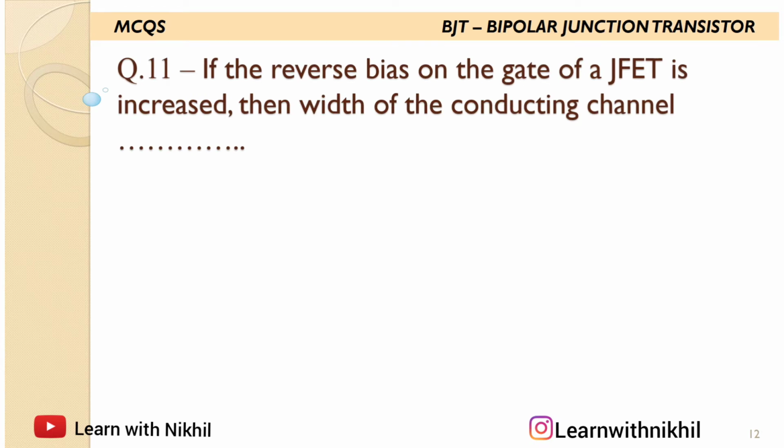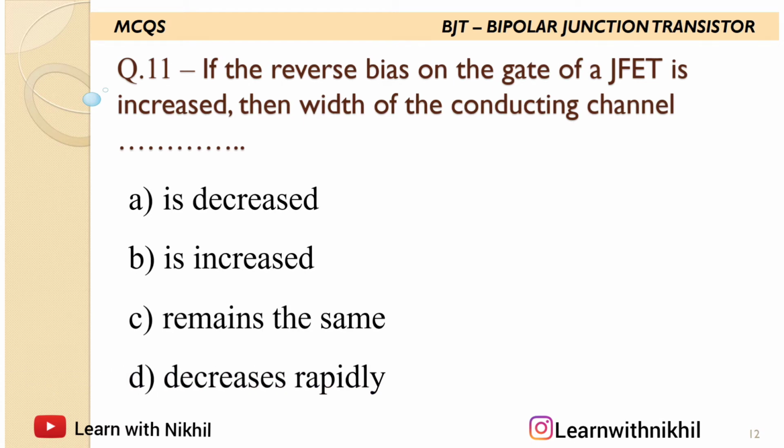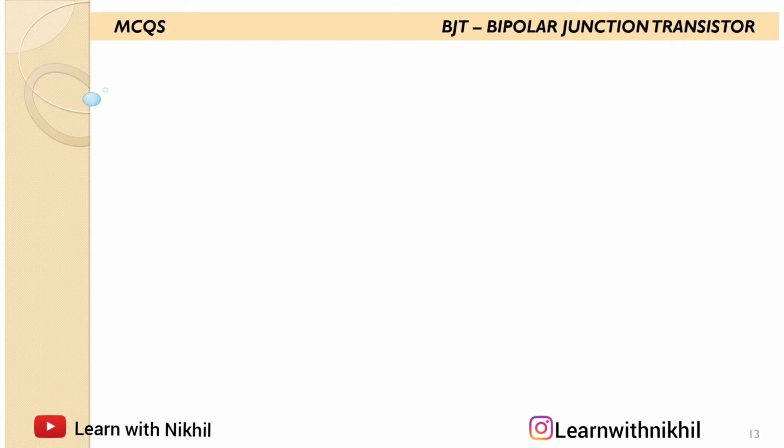Next, if the reverse bias on the gate of a junction field effect transistor is increased, then the width of the conducting channel dash: is decreased, is increased, remains the same, or decreases rapidly. So if the reverse bias is increased on the JFET, then the width of the conducting channel is decreased.